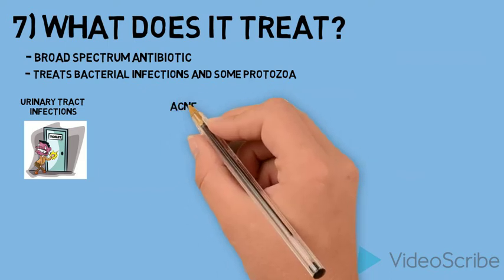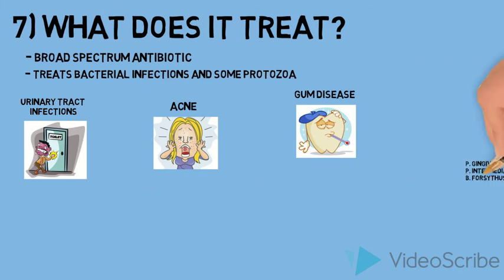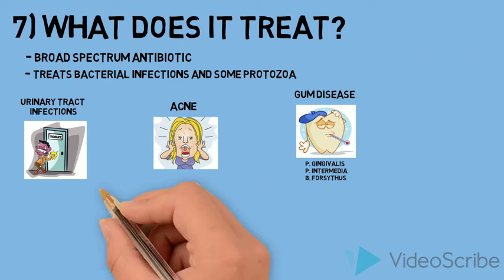Another use of doxycycline is in the treatment of acne. Acne is believed to be caused by a number of factors, including genetics and hormones. However, an overgrowth of Propionibacterium bacterium is also considered a factor. Gum disease is also treated by doxycycline, since it is caused by a layer of bacteria coating the gums and teeth. The bacteria that cause this infection is displayed in the slide. If it is not treated, it can result in the loss of teeth, bad breath, and bleeding gum.